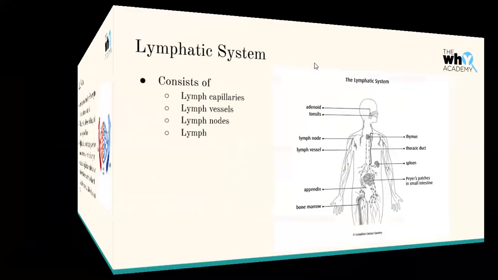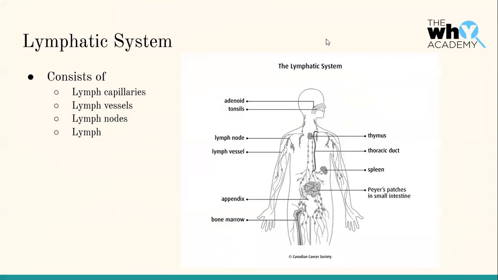For the lymphatic system, there is not much, just basic information, because the lymphatic system is pretty complex. If you see here, you might not even know these names, right? So what you need to know is what it consists of. Just write these things. It consists of lymph capillaries, lymph vessels, lymph nodes, and lymph.